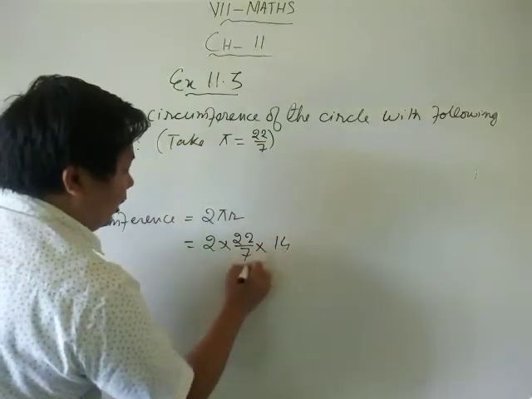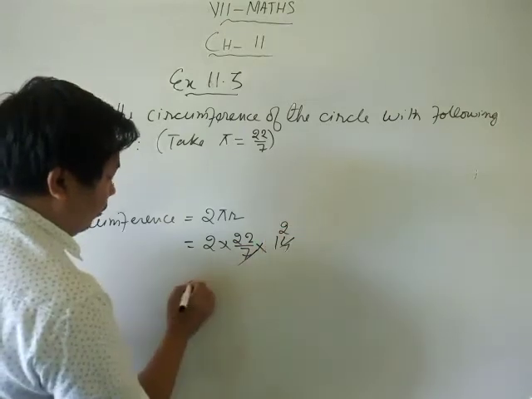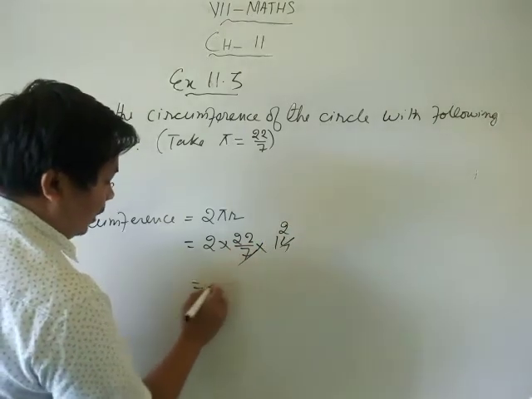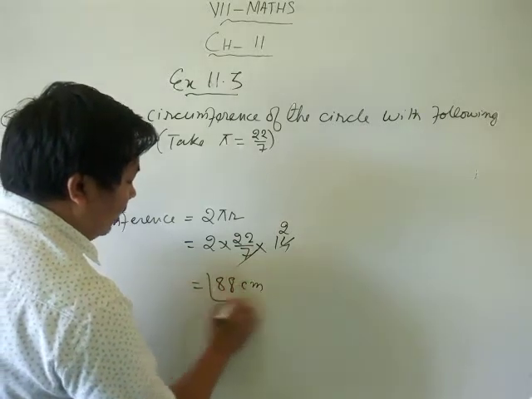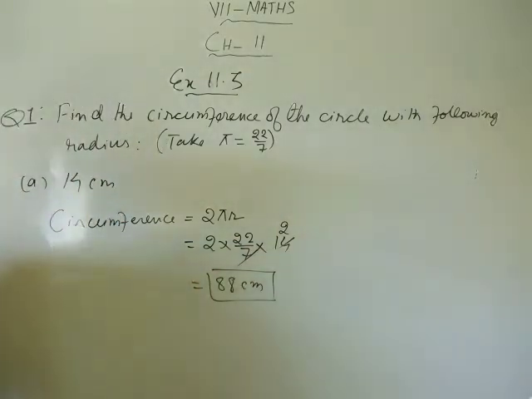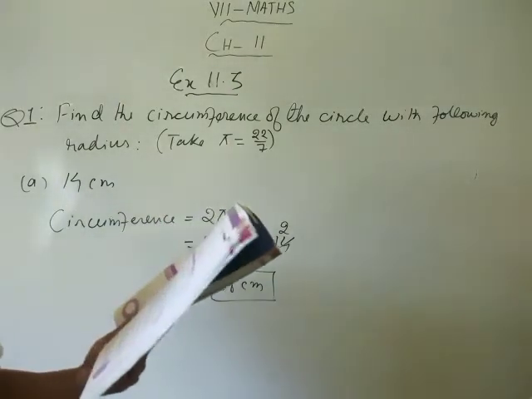So these two can cancel, 7 twos are 14. Now you are getting 3 twos are 44, 44 twos are 88. 88 centimeter is the circumference of this circle. The answer is 88 centimeters. Like this, please do the rest, B and C.